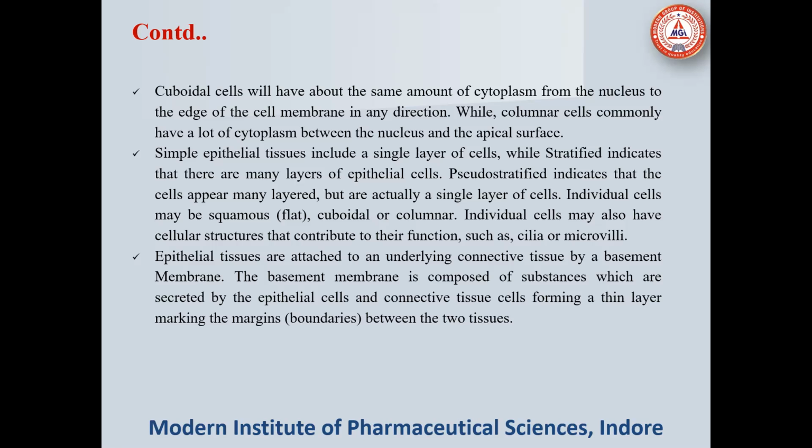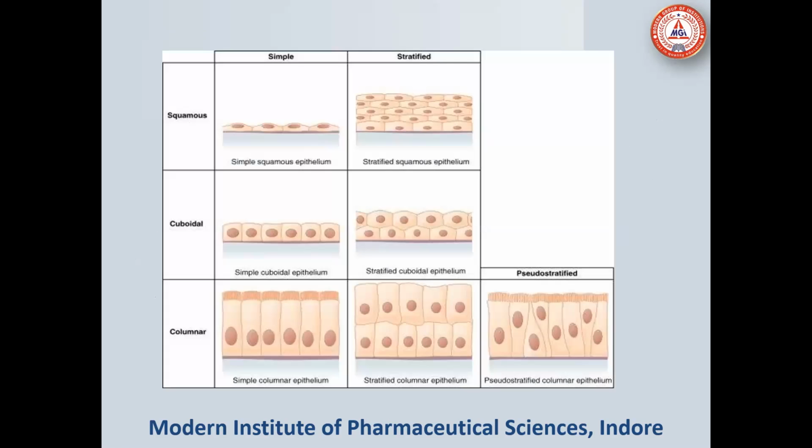Epithelial tissues are attached to the underlying connective tissue by a basement membrane. The basement membrane is composed of substances which are secreted by the epithelial cells and connective tissue cells, forming a thin layer marking the margin between the tissues.